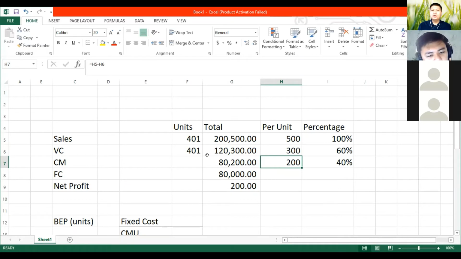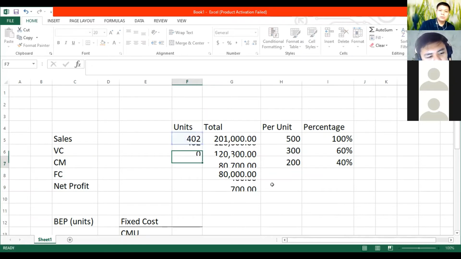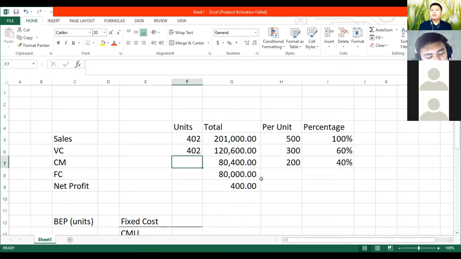I'll ask you, what if this becomes 402? How much will our net profit be? Now, if this is 402, our net profit will be 400. What if this becomes 403? So this becomes what? 600. Can we proceed?